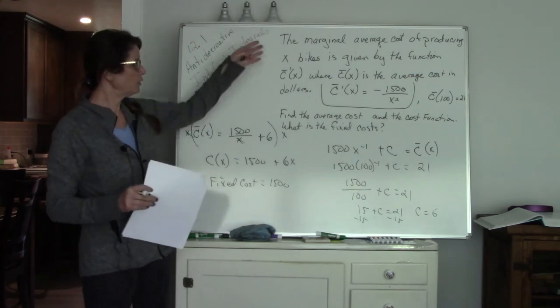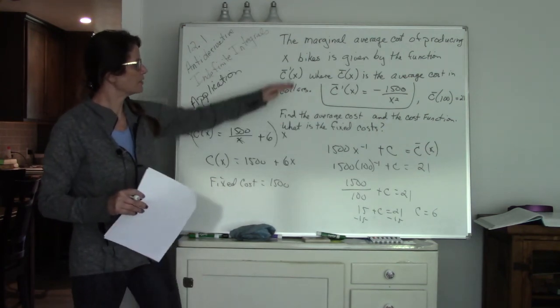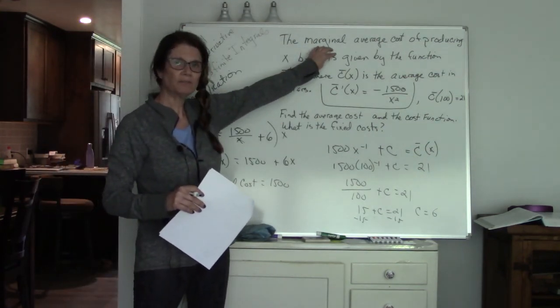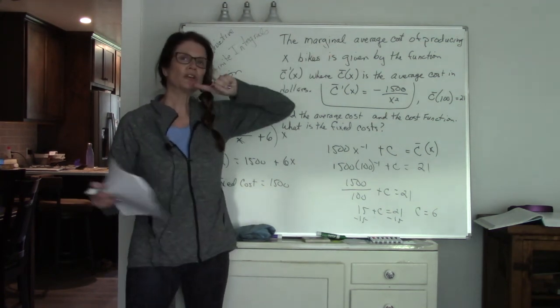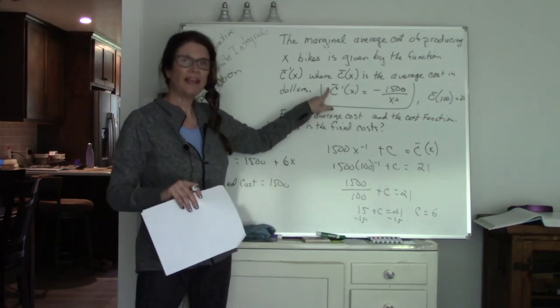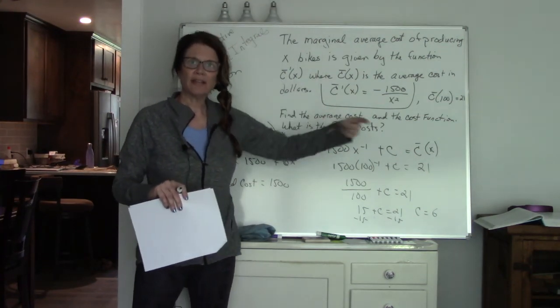So when you're doing a word problem like this, if you're given a derivative, marginal is derivative. If you're given a derivative, you're going to go backwards and get the antiderivative, and then you can take the next step from there.